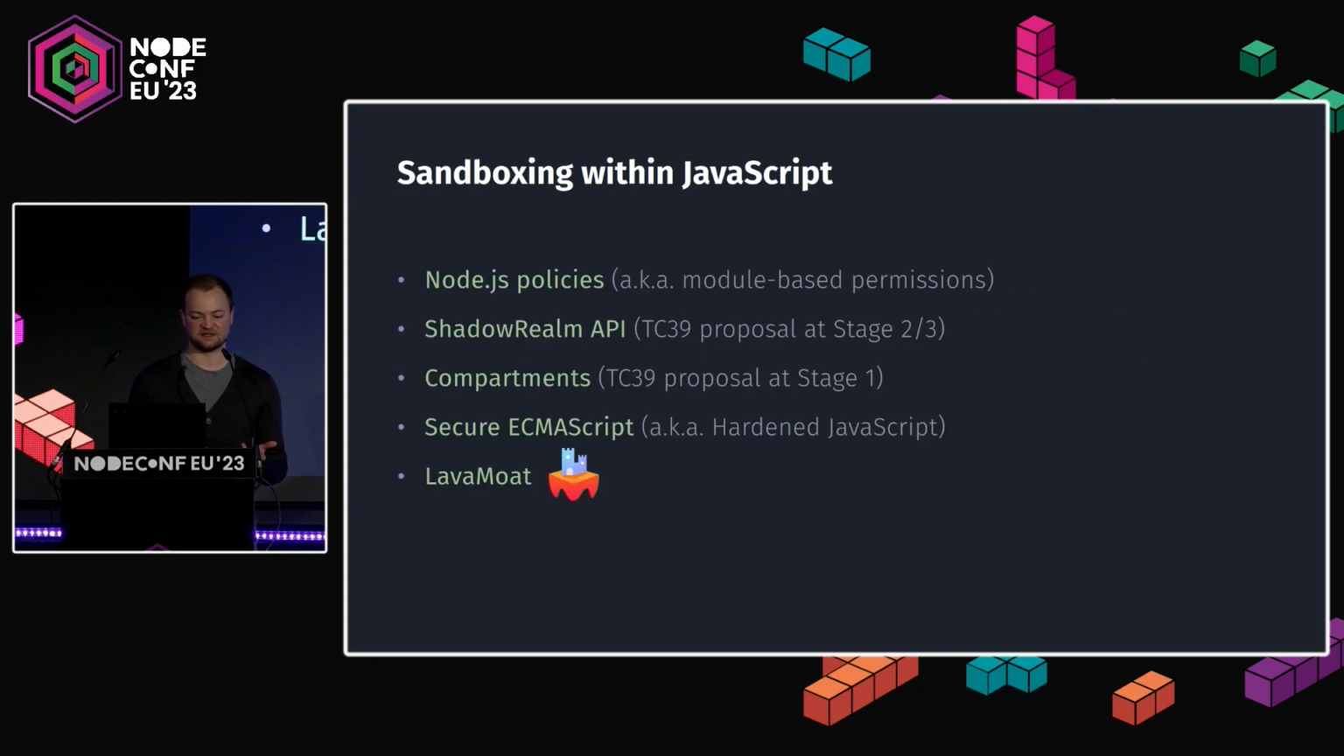But what people have done is various approaches. Node has a feature that's called policies. It's still experimental, and it limits what code you can load and run. And then there's various proposals to TC39 that are being considered. There's ShadowRealm that a lot of you might have heard of. It's been implemented in a bunch of runtimes. It's stage 3, but I've been told it's just being demoted to stage 2 again due to reasons.